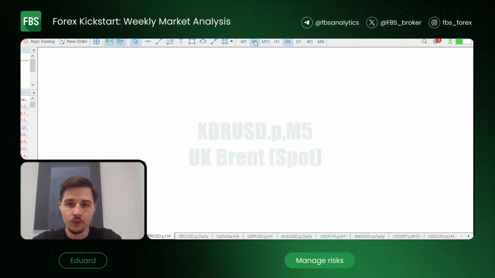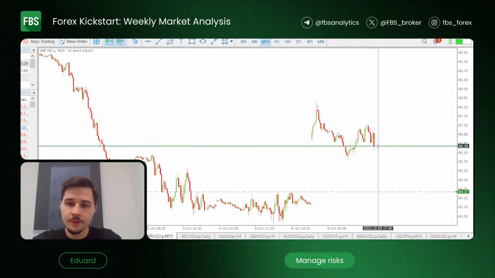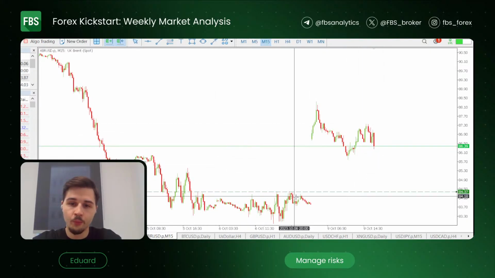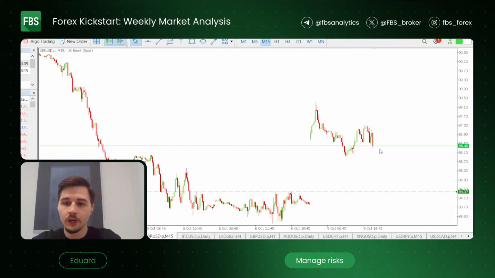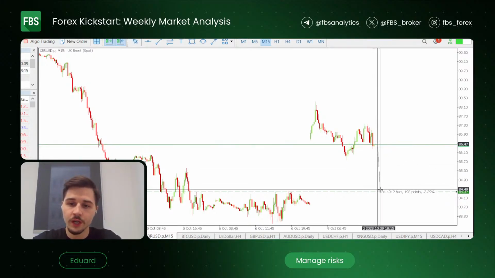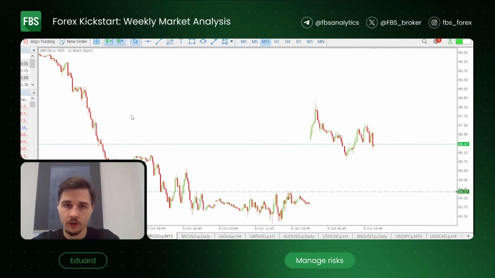So I think that the downtrend should continue, at least from the technical side, and we'll see how the fundamental factors react. But for short-term traders, for intraday traders, I would like to point out this level of 84.37, 84.4, because I think that oil will try to close this gap over this week.